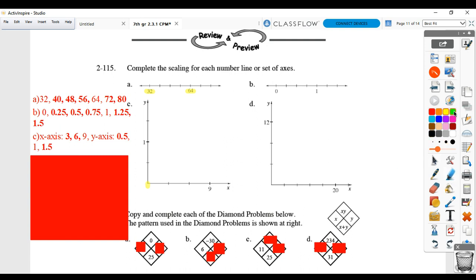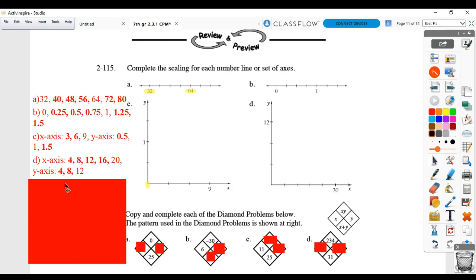For D, the difference between 0 and 20 is 20, but you're dividing by 5 spaces, so you're going up by 4s. And the difference between 0 and 12 is 12, but you're dividing by 3 spaces, so you're also going up by 4s. So on the x-axis, missing numbers are 4, 8, 12, and 16. On the y-axis, it's 4 and 8. So in this case, you actually end up going by 4s, both horizontally and vertically.